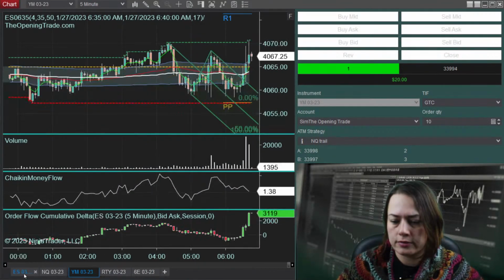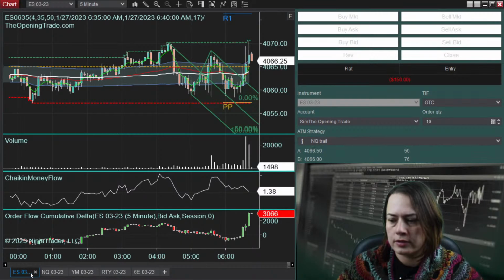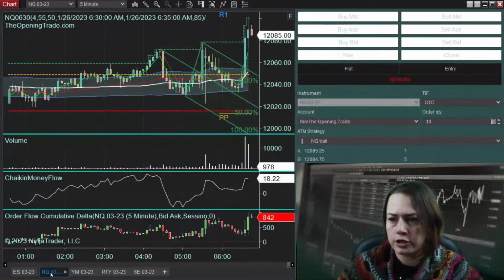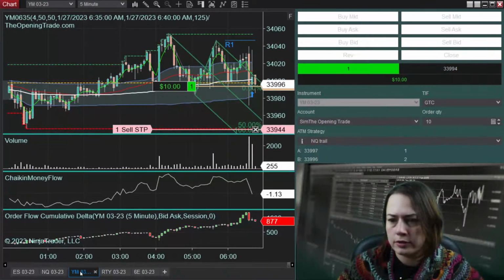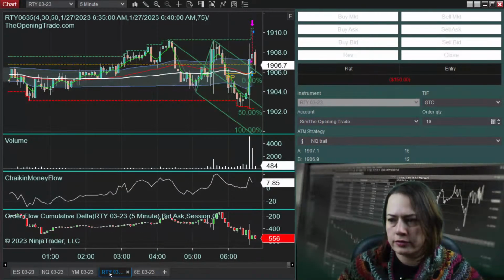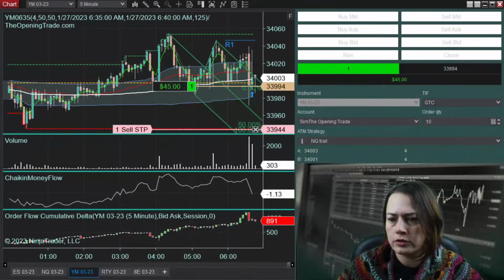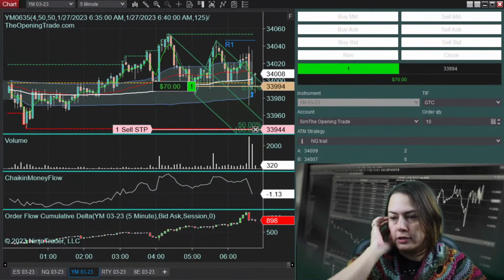All right, so other charts are seeing movement. We are in this trade. We lost this trade. So we will watch the trade that we are still in.